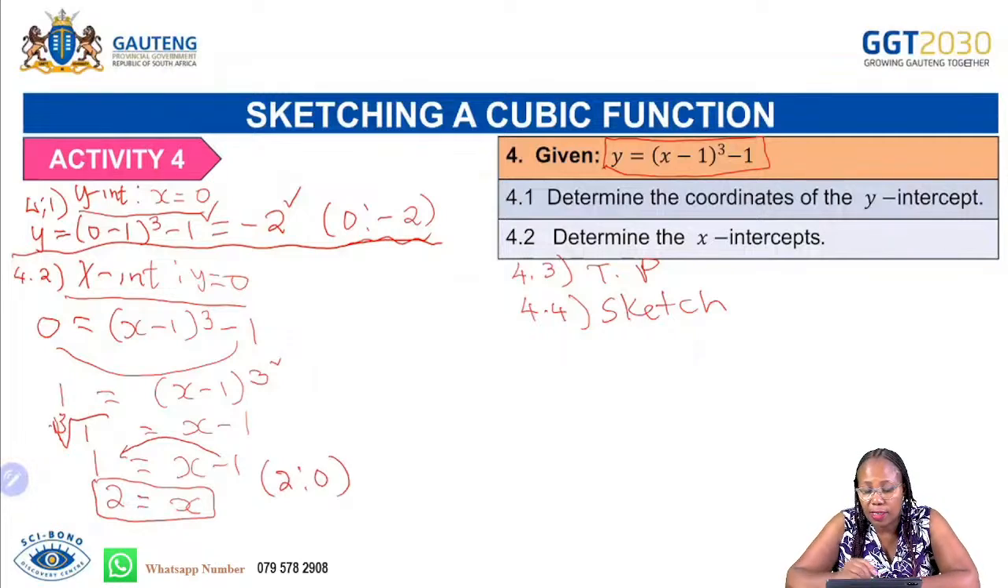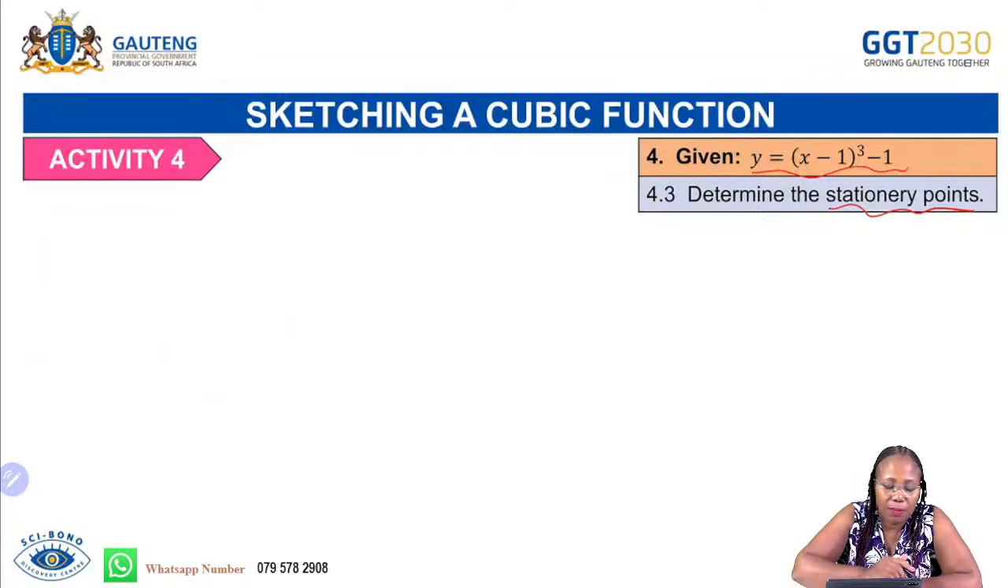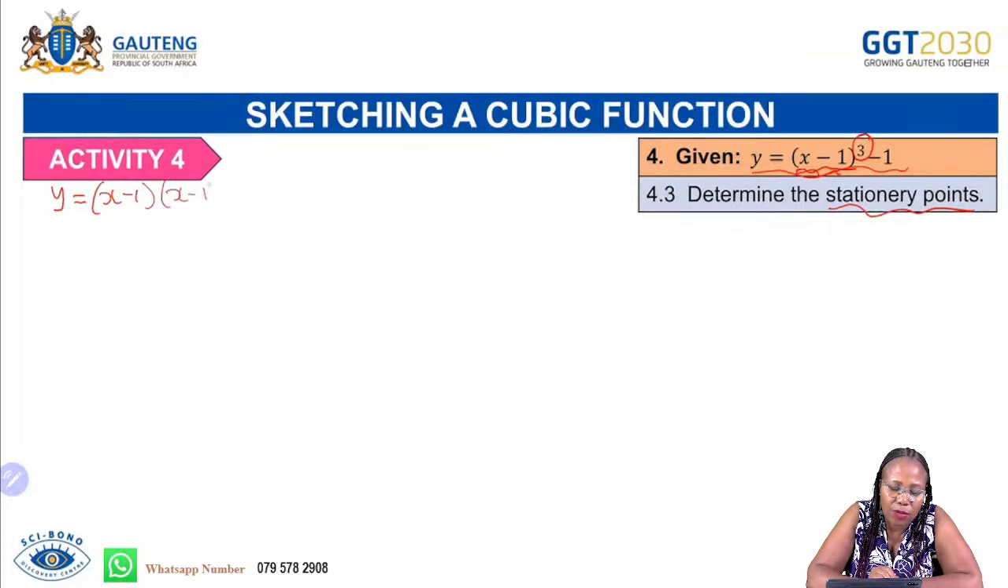That is your x-intercept. So the next activity here, you need to look at the turning point of this graph. Now, to determine the turning point or the stationary point, remember you need to derive that. You can't derive if there are brackets. So you need to multiply those brackets out, grade 12. That is your first thing to do before deriving or differentiating. So this means we have 3 brackets of (x minus 1). So that is (x minus 1)(x minus 1)(x minus 1). And the minus 1, that is out of the bracket there.